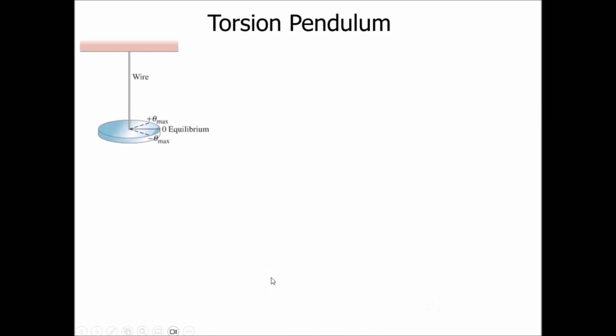All right, one more. Let's look at the torsion pendulum. So again, in this case, the torque is equal to negative some constant, which is related to the stiffness of the wire, times the angle through which it's displaced. In this case, some theta max, let's say. Don't forget, we also know that torque is equal to I alpha. So solving this for alpha, we get alpha is equal to negative k over I times theta.